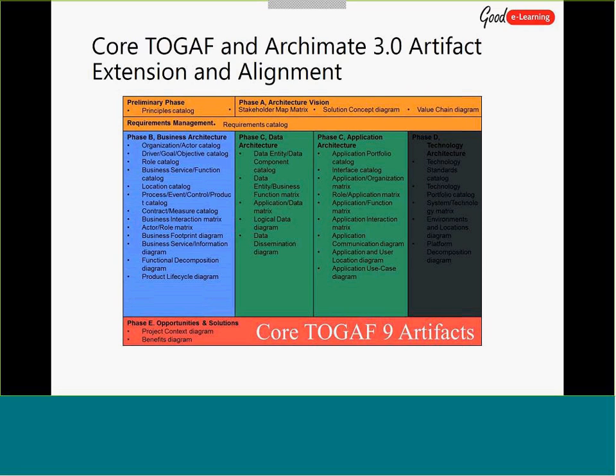Core TOGAF and ArchiMate extension and alignment: when we look at the artifacts that TOGAF recommends, it comes back to that conversation about what the minimum set of artifacts needed is. Understanding what TOGAF provides to you as core artifacts is important, because the corresponding viewpoint or notational consideration will also help you to provide tighter integration with these particular artifact extensions and alignment within TOGAF.